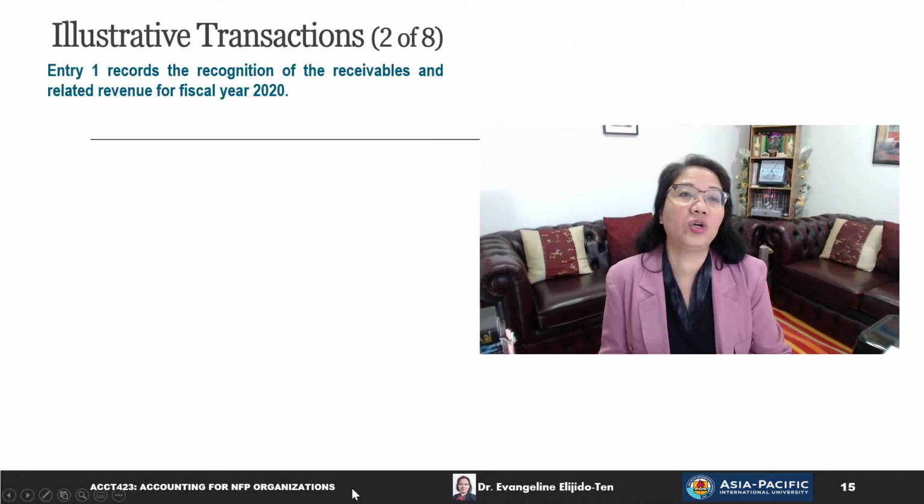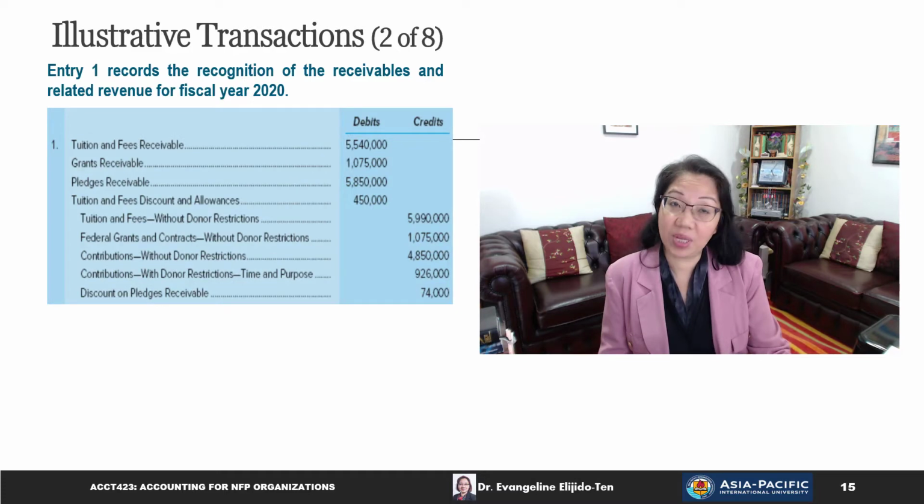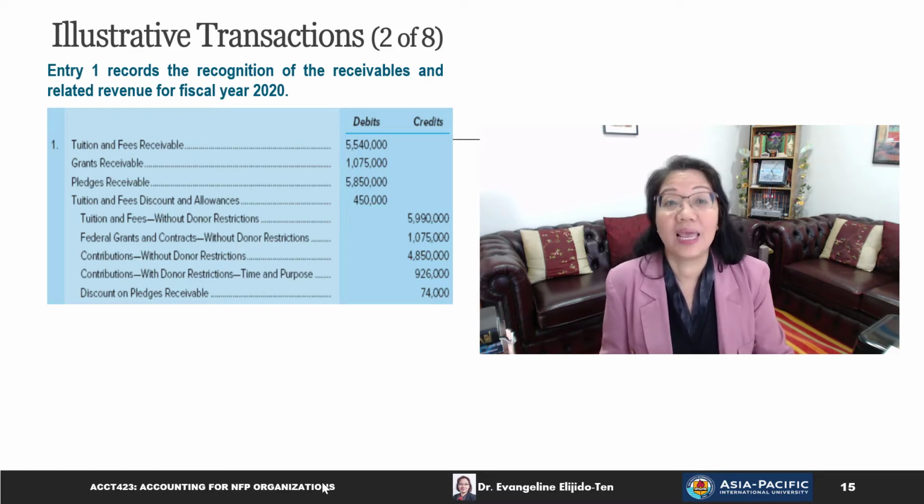So the first journal entry to record the recognition of the receivables and the related revenue for fiscal year 2020 would be to debit tuition and fees receivable for $5,540,000, debit also grants receivable for $1,075,000, debit also pledges receivable $5,850,000, and the tuition and fees discount and allowances for $450,000.